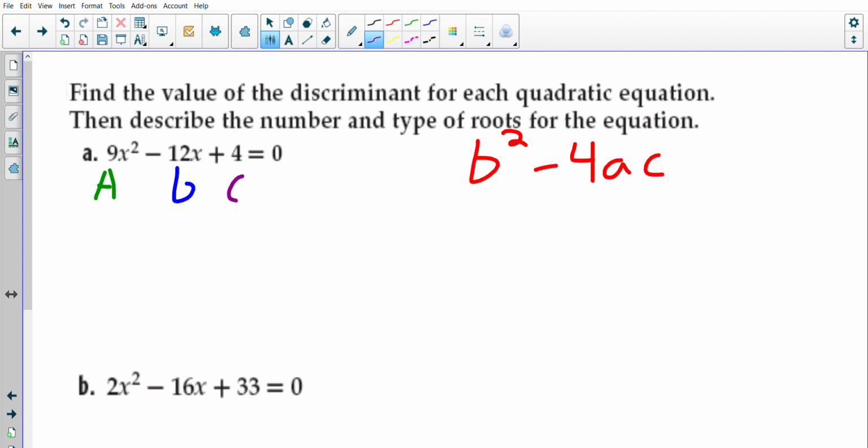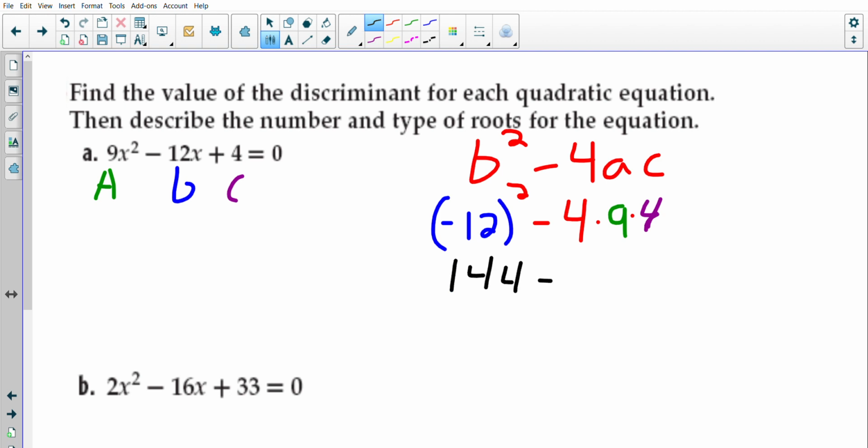So b squared, it's negative 12, so negative 12 squared minus 4 times a, which is 9, times c, which is 4. So now we just need to simplify. Negative 12 squared is 144, minus 4 times 9 times 4. I believe that should be 144 also. And when we subtract that, we get 0.